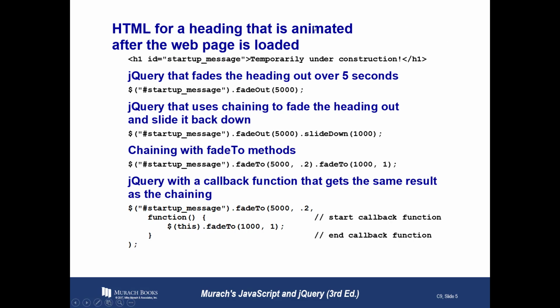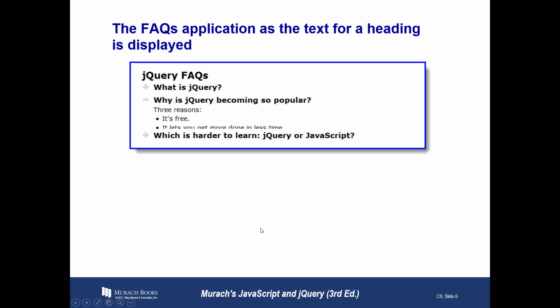So as it says, HTML for a heading that is animated after a web page loads. You've got this H1 called startup message, and what you're saying is after 5 seconds, you want the heading to fade out. Here you're using chaining, notice there's 2 dots. So this is saying you want it to fade out over 5 seconds and also slide down over 1 second. Here's a callback which says when you're done with all that stuff, then write a function to do this.